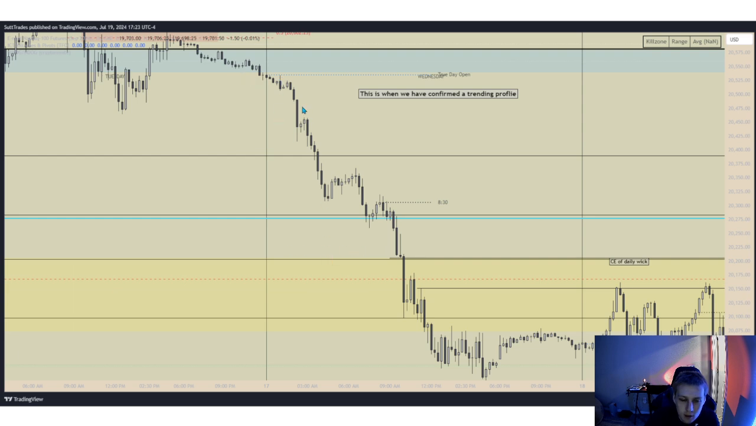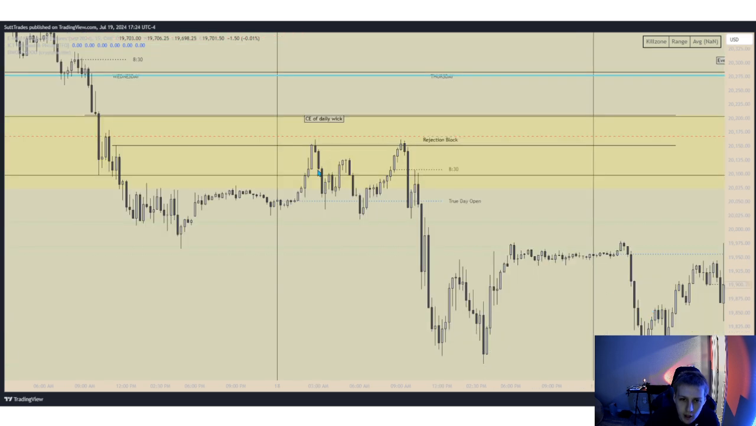Here we have displacing away from new week opening gap. We're failing to reach premium arrays, and then we end up consolidating later that Wednesday. Thursday, we end up coming up. This is constant encroachment of a daily wick. We failed to reach it. We have a rejection block, displacement, fair value gap, and then we end up displacing lower.